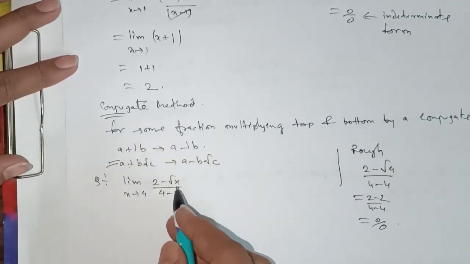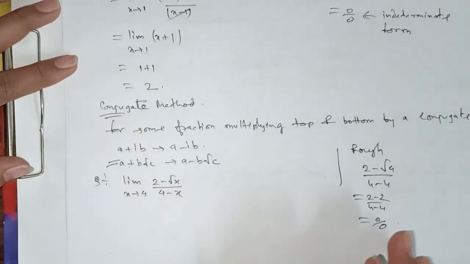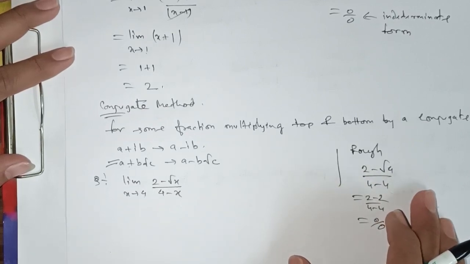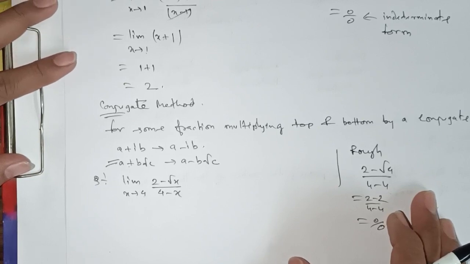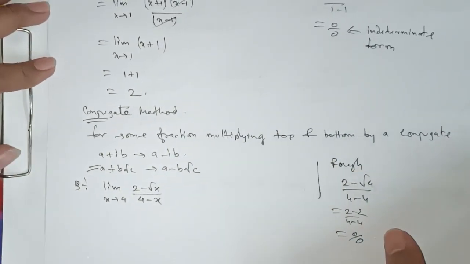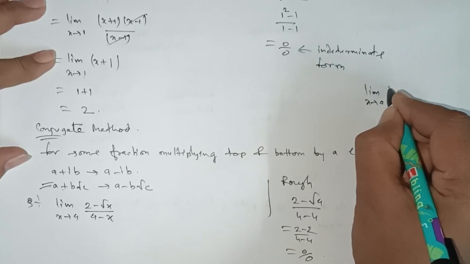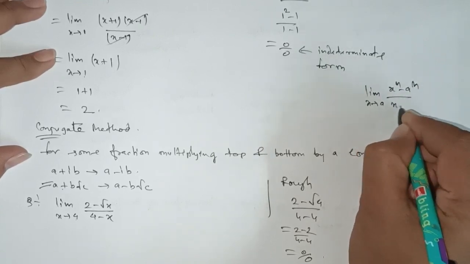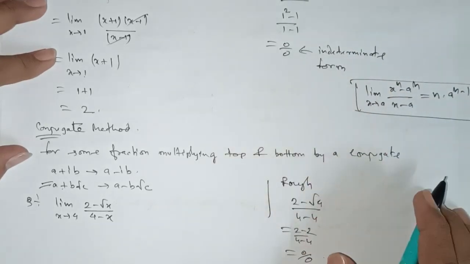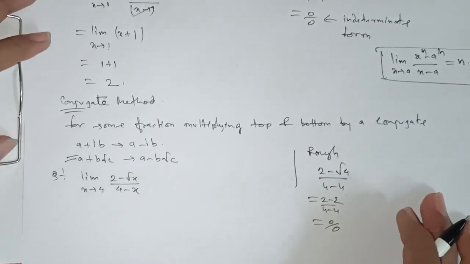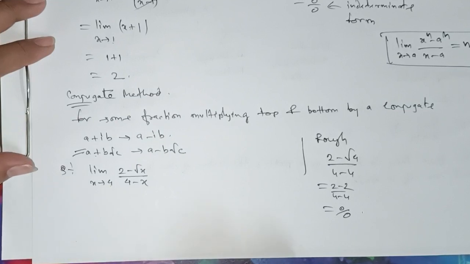So we need to look at the problem and then apply the factoring method or the rationalizing method. We also have a special kind of method using a standard limit, like the one you have already seen in the previous video. The standard limit: x tends to a, (x to the power n minus a to the power n) by (x minus a) equals n into a to the power n minus 1. If you get this one, you directly substitute the value. You don't have to use the conjugate or rationalizing concepts.